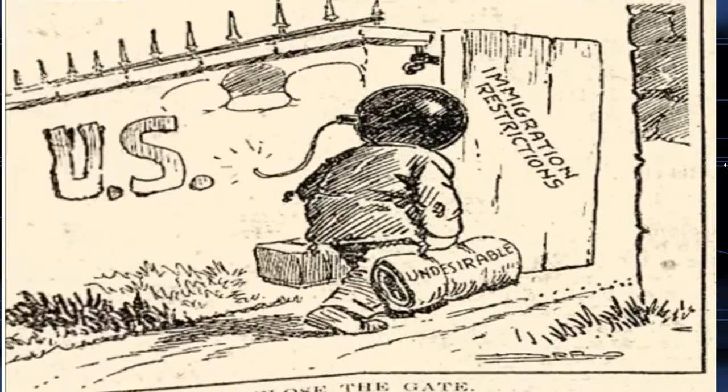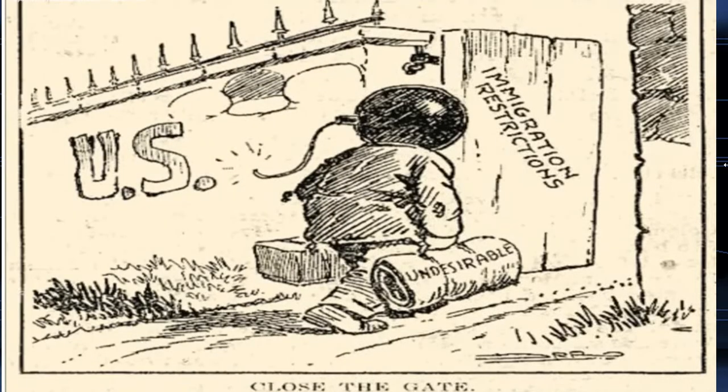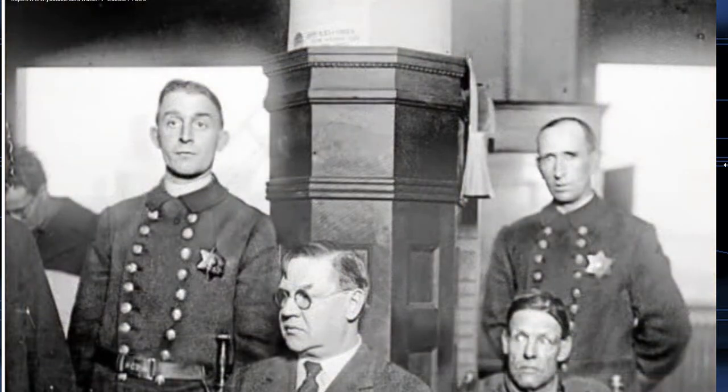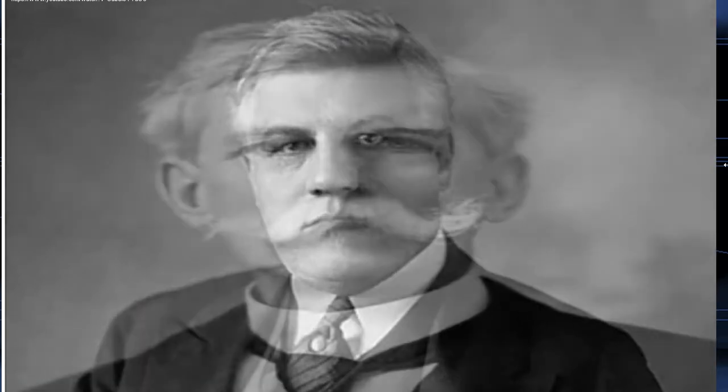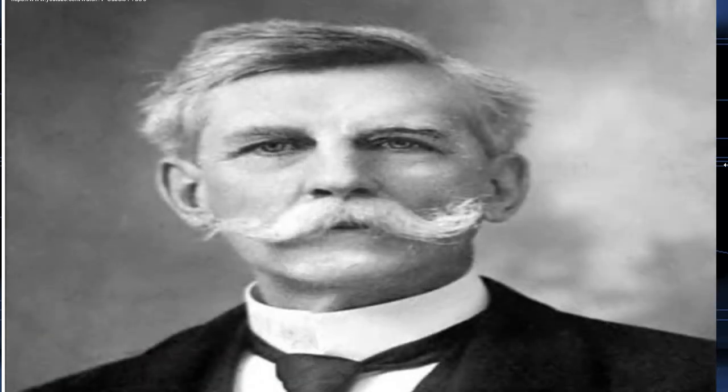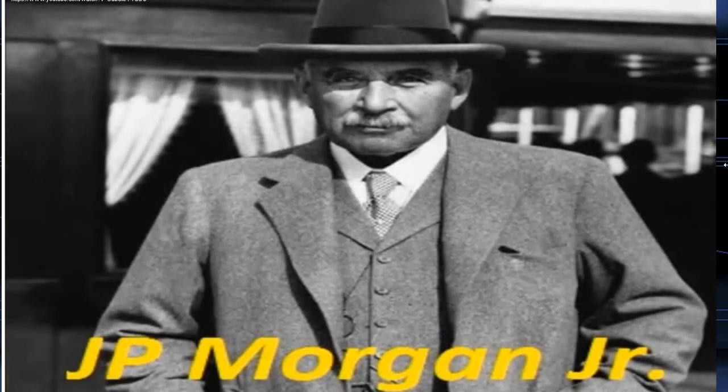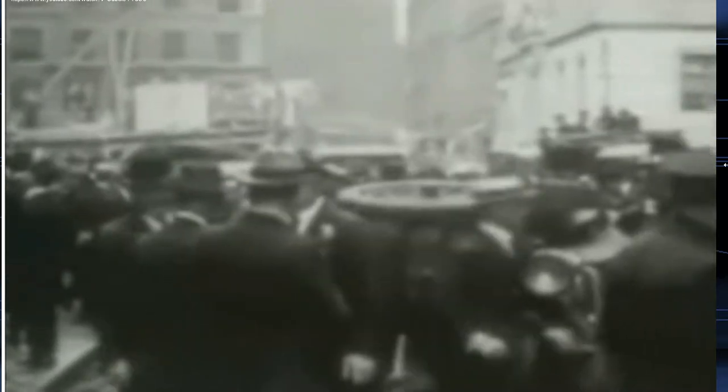A plot was uncovered in which 36 bombs were mailed out to important political figures, as well as prominent businessmen. U.S. Attorney General Alexander Palmer and Supreme Court Justice Oliver Wendell Holmes Jr. were both targeted. John D. Rockefeller and J.P. Morgan were also threatened. On June 2, 1919, 8 more bombs exploded simultaneously in different cities across the country.